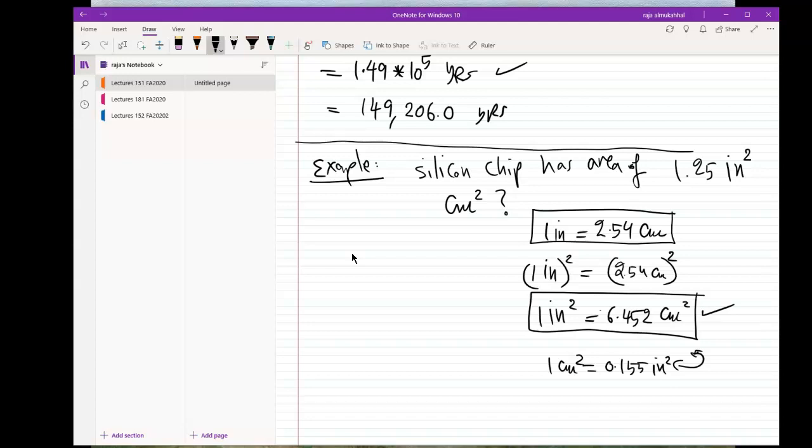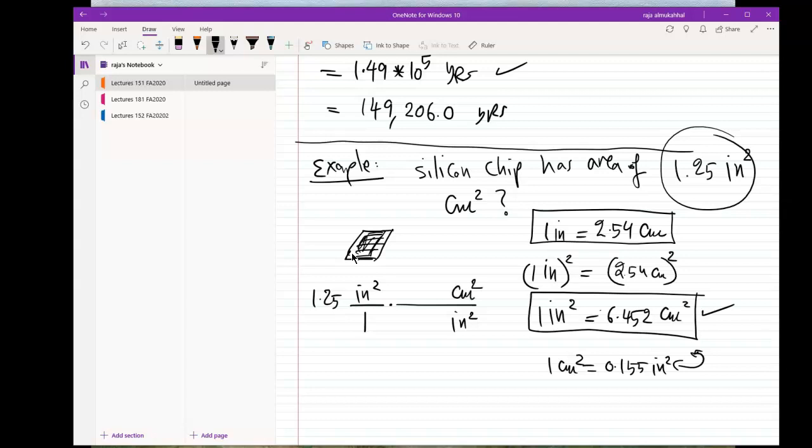He said I have a silicon chip. Let's assume it's square, whatever shape it is. Let's say it's rectangular or square, whatever. And he said the area of this thing is 1.25 inch squared. Well, what is it in centimeters squared? Okay. So how do I do that? Well, again, I'm just going to write it down. 1.25 inch squared over 1. I'm going to put that big long bar, and the inch squared on the top, I'm going to put it on the bottom, right? And this is going to be the centimeter squared.